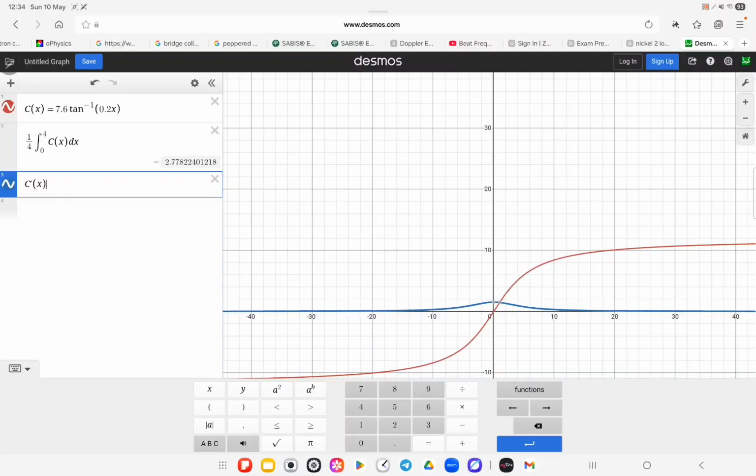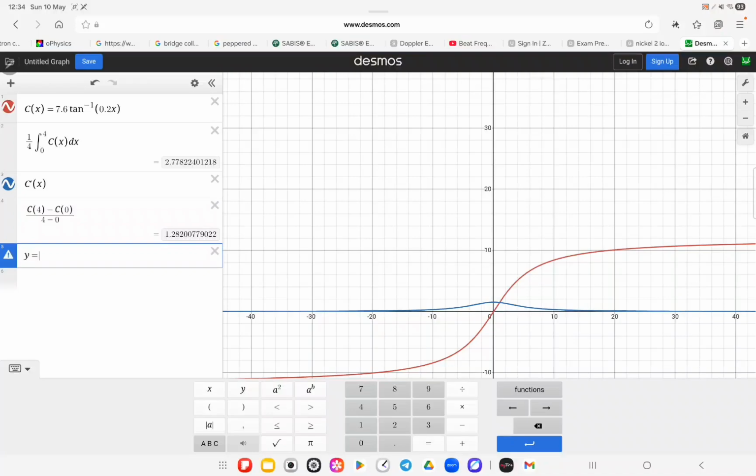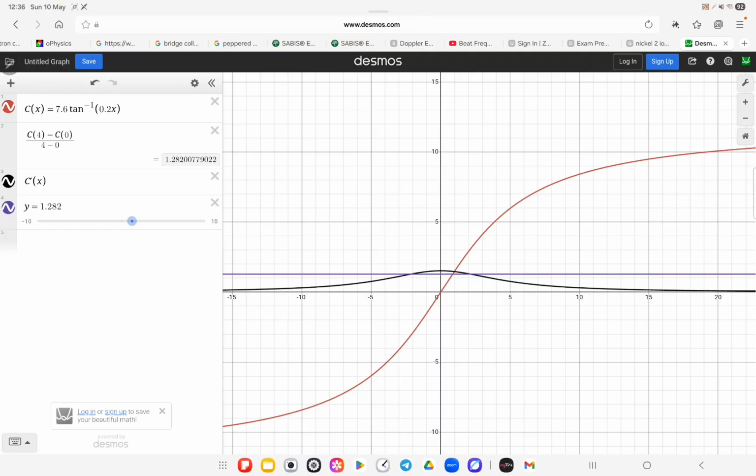Now let's find the average rate of change. So what you will do is, you will do capital C of 4 divided by 4 minus 0, and here minus capital C bracket 0. Perfect. Now this number here, you will now say y is equal to that number, which is 1.282. Okay, so now we're looking for the intersection of this one and this number.